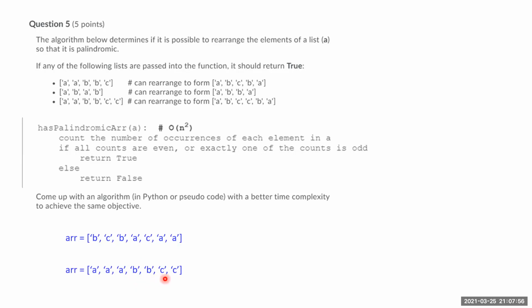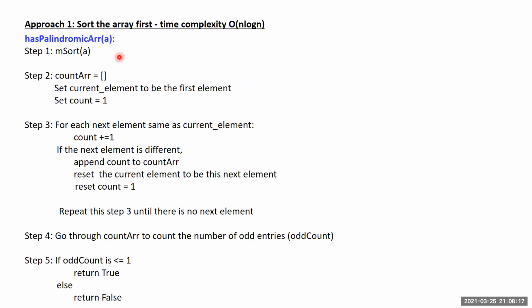And when I hit another different element, I will save up this current count again and then reset the counter back to 1 and then start counting from there until I hit the end of the list. And you just need to go through this array once. Okay, so this gives rise to our first algorithm. The first approach is to sort the array first.